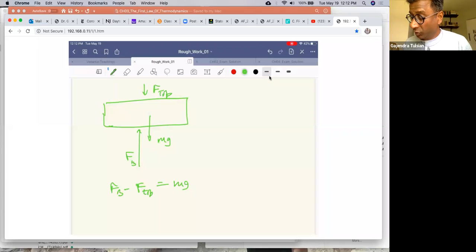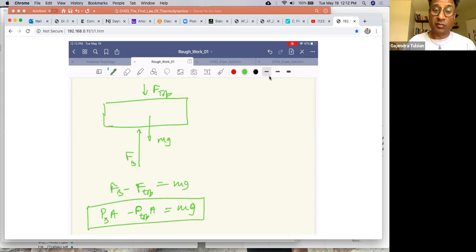This force below is the pressure below times the area, minus the pressure at the top times the area, equal to mg, equal to the weight of the slab of air. That's what's holding this slab of air up. So what we're saying is the pressure at the bottom has to be greater than the pressure at the top. So as you go up in the atmosphere, the pressure has to decrease.